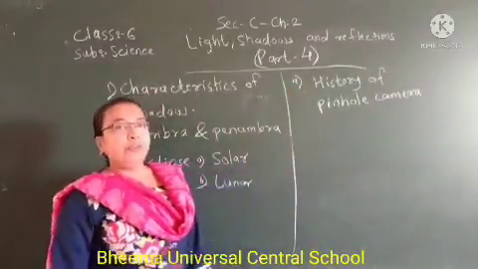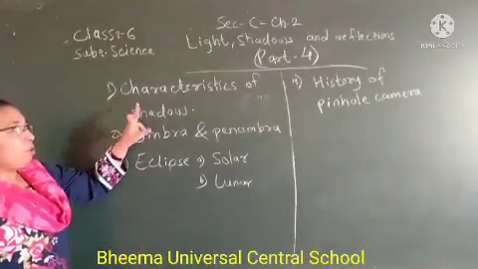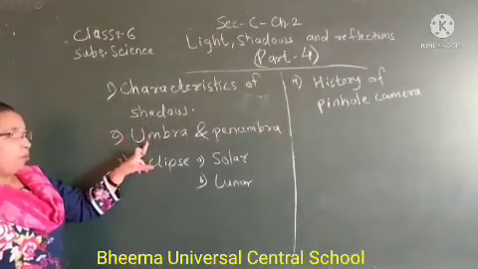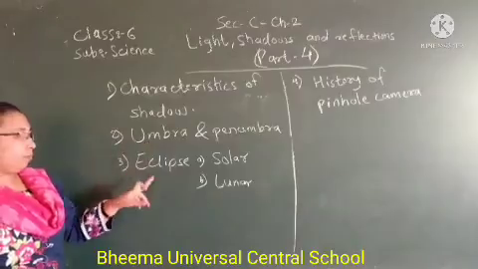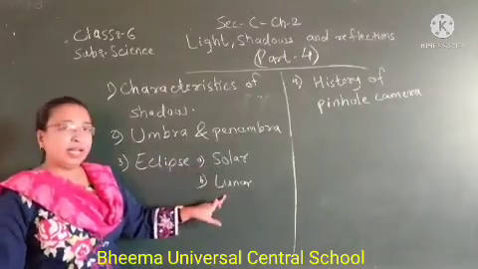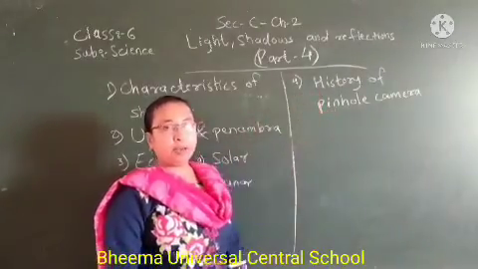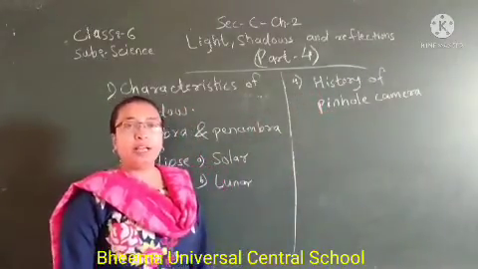Children, in the previous class we have studied the characteristics of shadow, umbra and penumbra, eclipse, solar eclipse and lunar eclipse, and the history of the pinhole camera. Let's continue with the lesson.